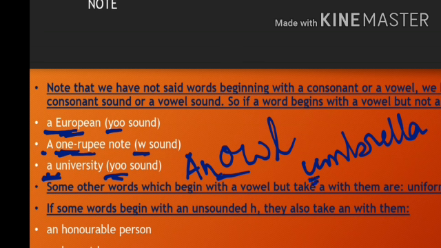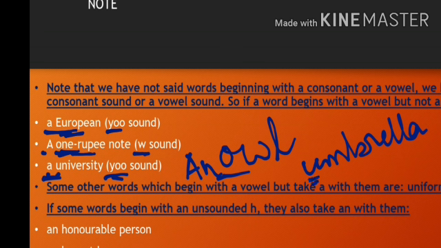They are uniform, unit, useful. See. Now read this again. Some other words which begin with a vowel but take a with them: uniform, unit, useful. जैसा university था वैसे देखो uniform, unit, useful. So that's why we always write a before them.